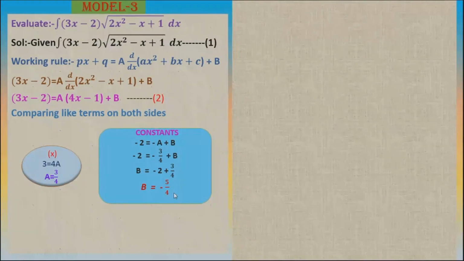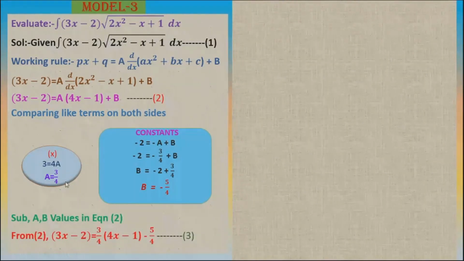So now apply these a and b values in equation 2. So 2 becomes 3x minus 2 is equal to a. What is the a value here? 3 by 4. 3 by 4 into 4x minus 1 plus b value is minus 5 by 4, so it becomes minus 5 by 4. So this is the value of 3x minus 2. So I'm taking this equation as 3.